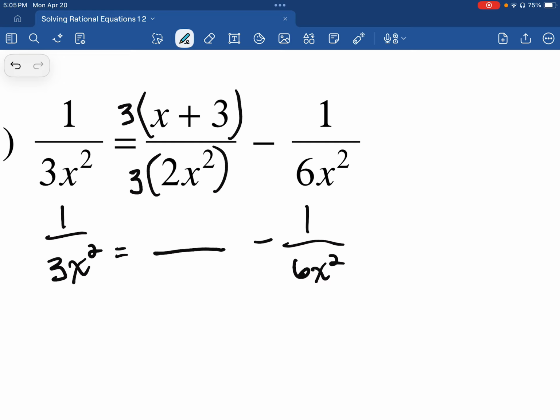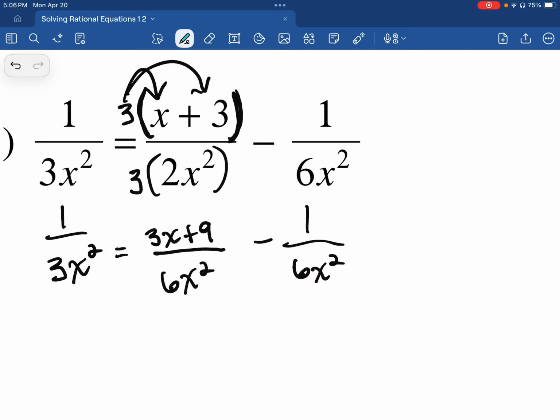So that way we can have our 6x squared on the bottom here. That means on the top, though, we have to be careful to keep this in parentheses because we can't cherry pick which one of these terms we want to multiply by 3. We have to multiply the whole top by 3, which means we're going to have to distribute this. So that would mean our new numerator is 3x plus 9.